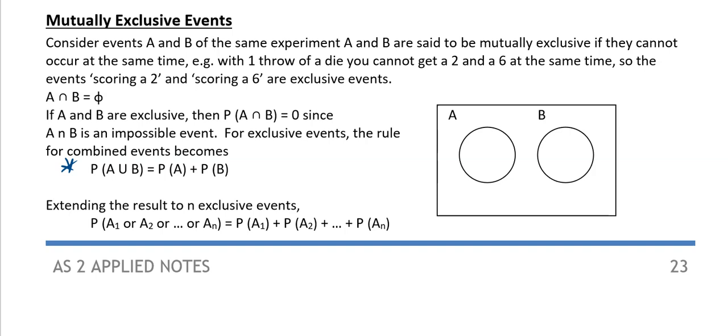So if two events are mutually exclusive, they cannot happen at the same time, then the probability of A or B is equal to the probability of A plus the probability of B. And this can be extended to any number of results. If you've got n mutually exclusive events, the probability of A1 or A2 or A3 or A4 all the way up to AN is the probability of A1 plus the probability of A2 plus the probability of A3 plus the probability of A4 plus all the way up to the probability of AN.